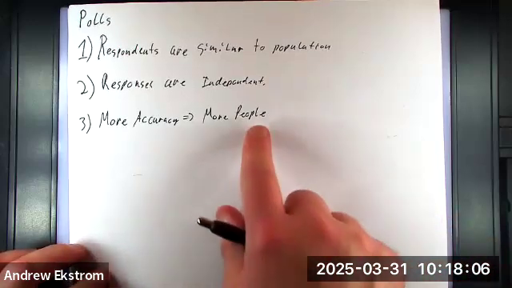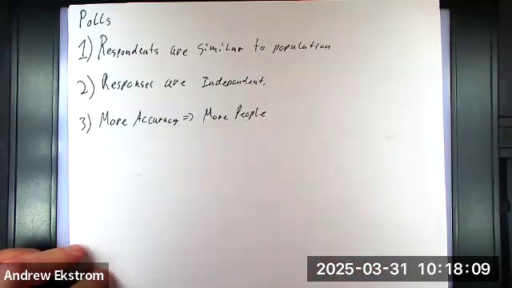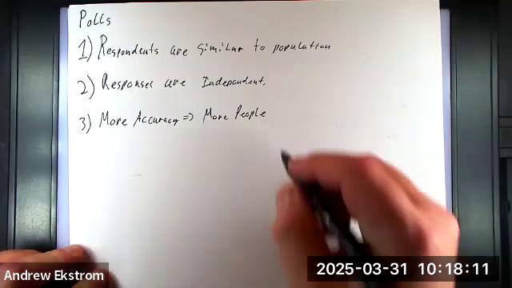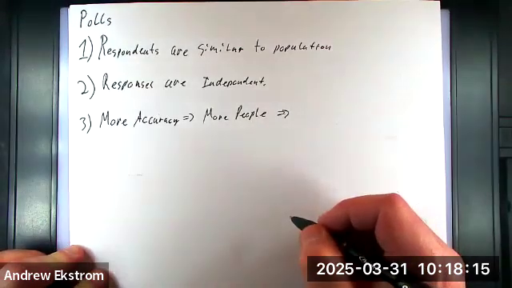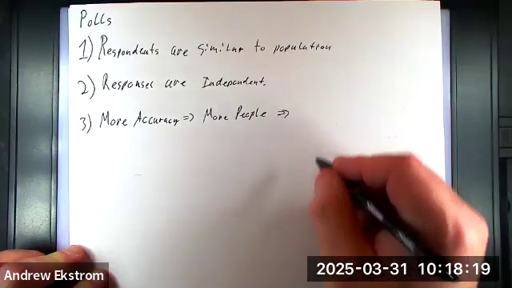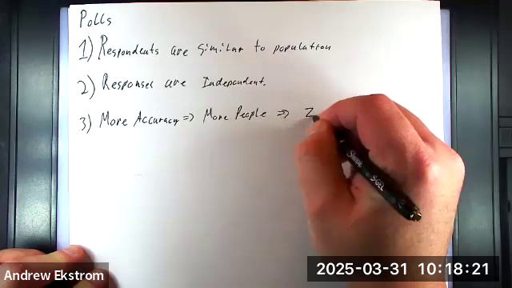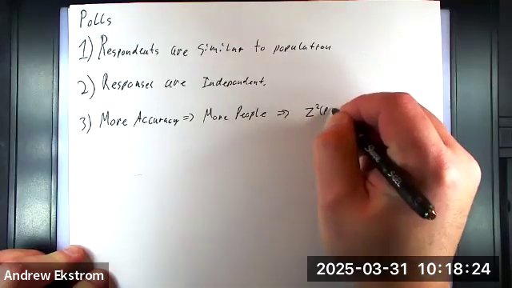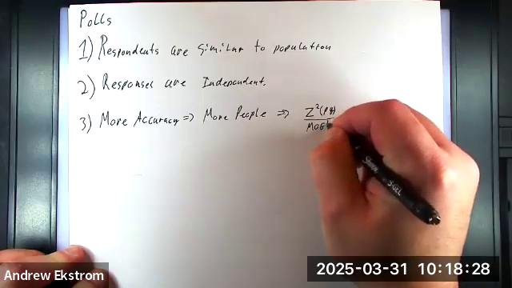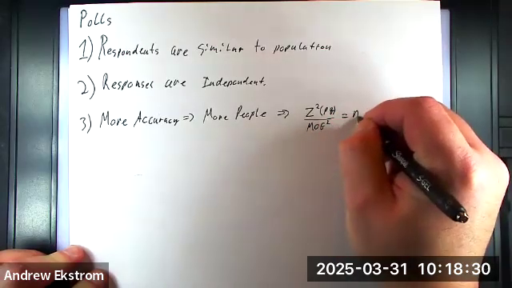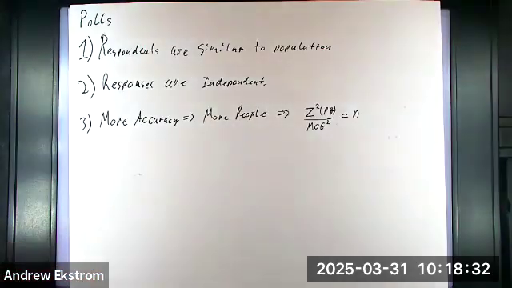And with that margin of error, the formula for it. The formula is going to look really, really scary for a moment. Turns out to be z squared PQ divided by MOE squared is equal to N. N is the number of people that you need.